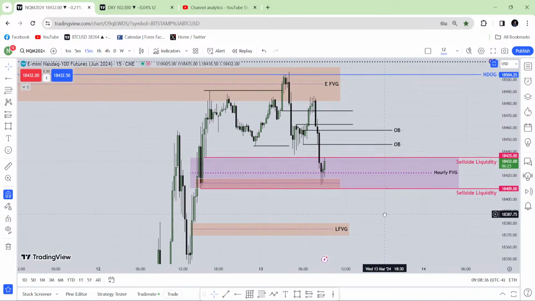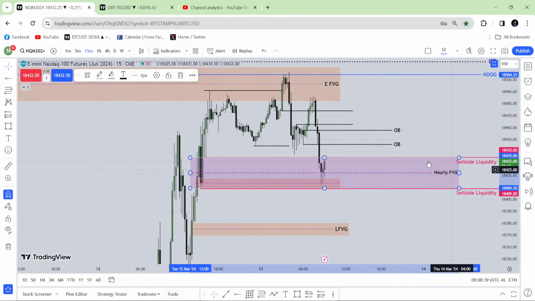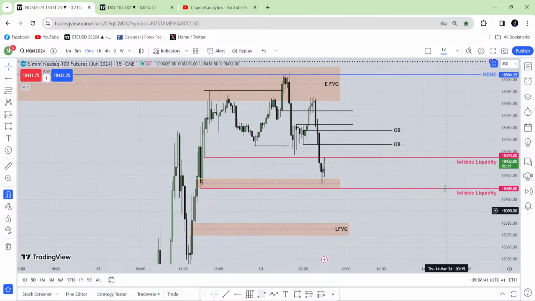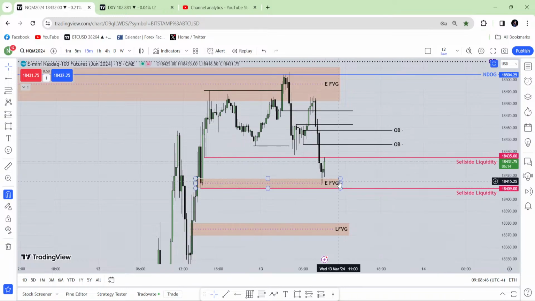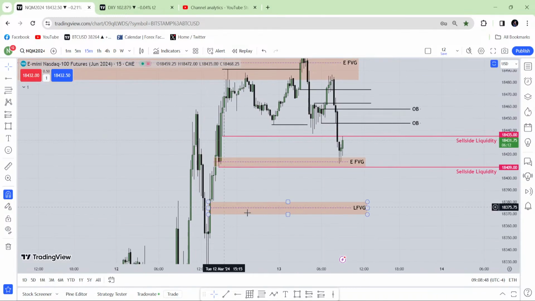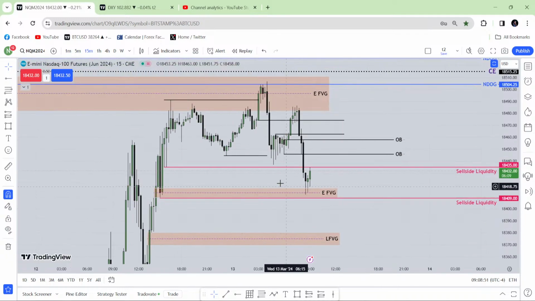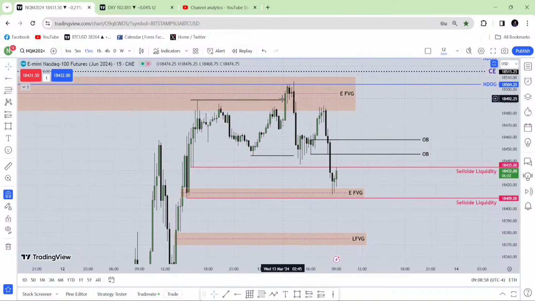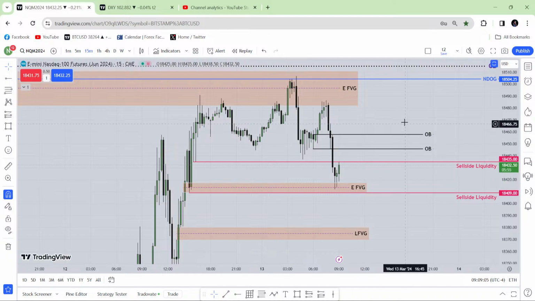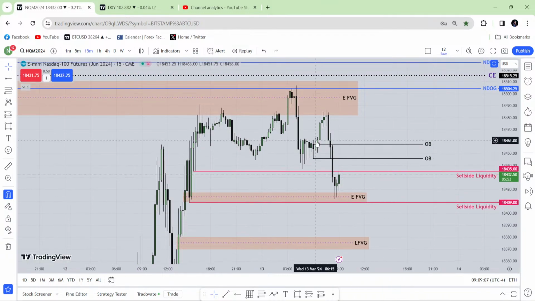So price, either if you don't want to mark that hourly fair value gap, I'm going to remove it from my chart. This hourly fair value gap I don't need. So this is the entry fair value gap from the 15-minute chart. Below this entry fair value gap, I have this last fair value gap from the 15-minute chart, right? Now, I'm going to remove all of these lines. You can keep them on your chart, because it's very important. If you don't keep it on your chart, you will be lost in the price action. I'm just going to keep these two levels on my chart because this is the order block level.